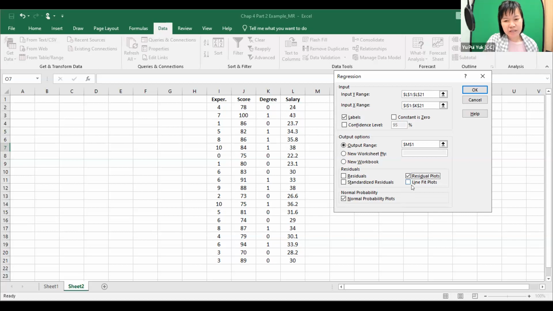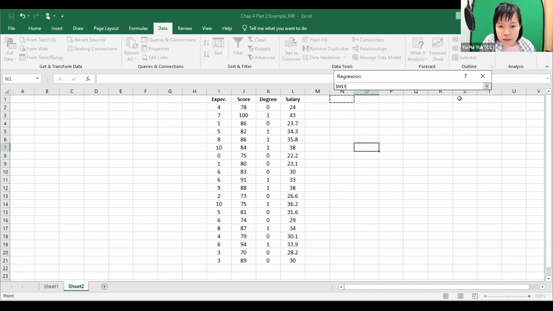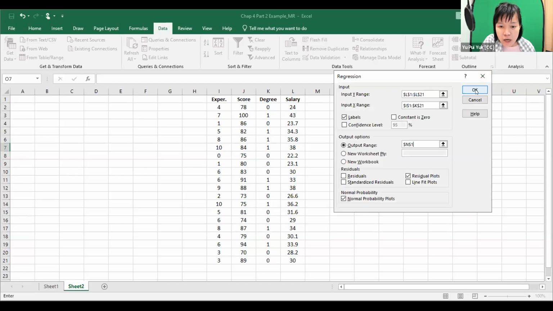Because there are more than one X variable, the line fit plots show each X variable together with the predicted values as well. So maybe I just click these two, and then for the output range, let's click the blank cell here and then click OK.